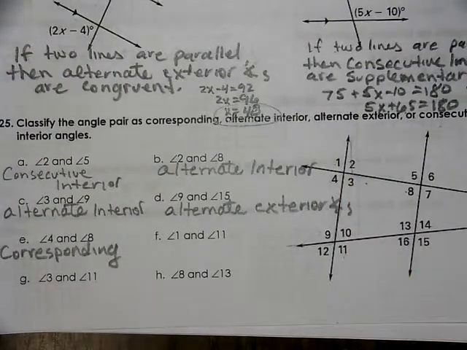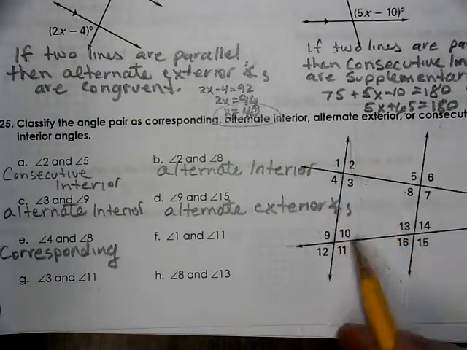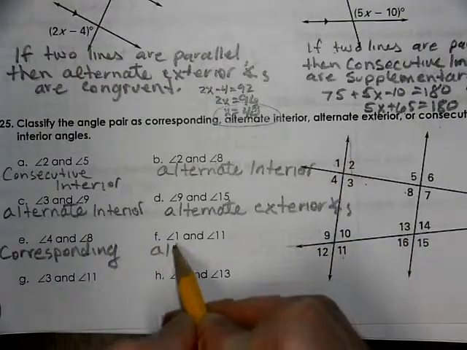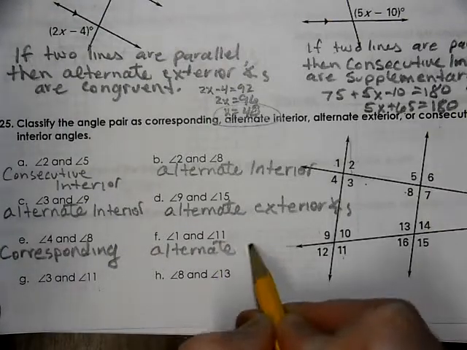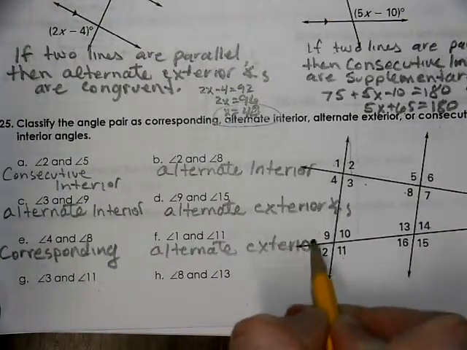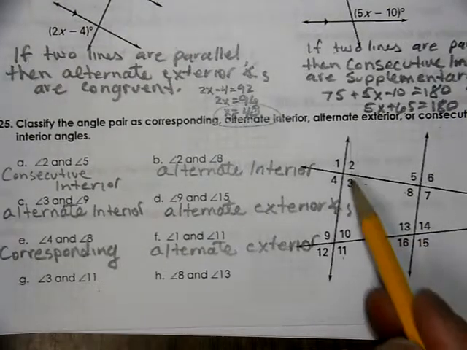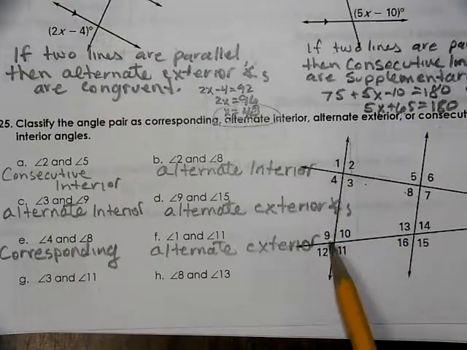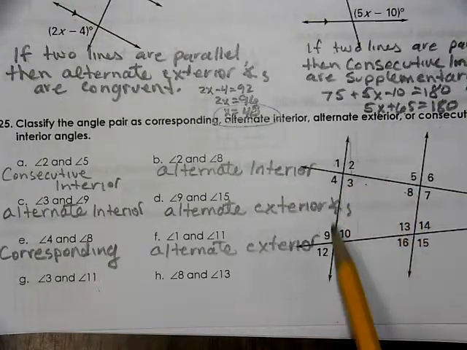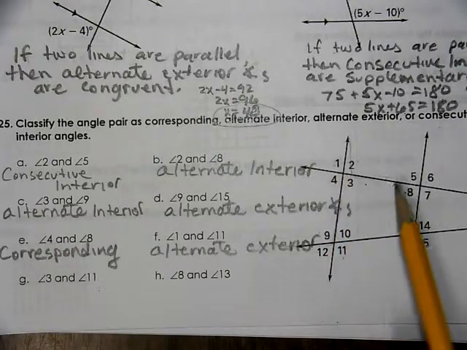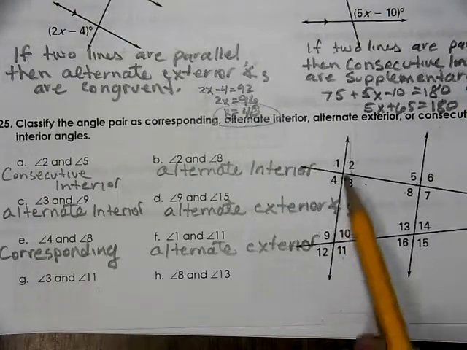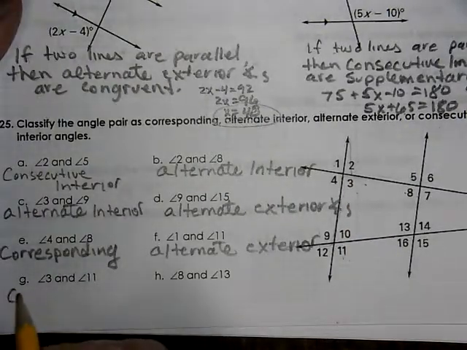1 and 11, what type of angles do you see them to be? Again, when you trace out their angles, they don't overlap at all. They're alternate exterior. 3 and 11, when you trace out the 3 and the 11, you could say that they make an F shape. Or you could look at the vertex and say they're both to the lower right, in corresponding positions.